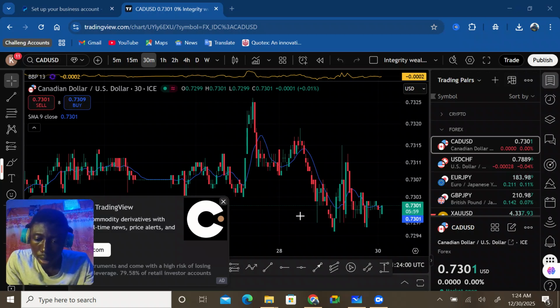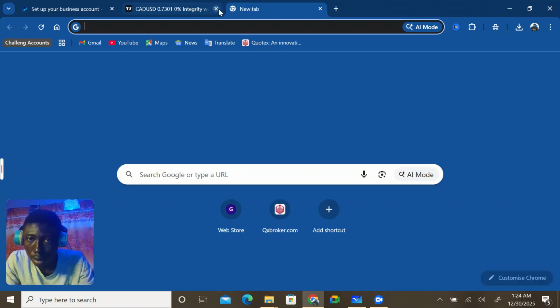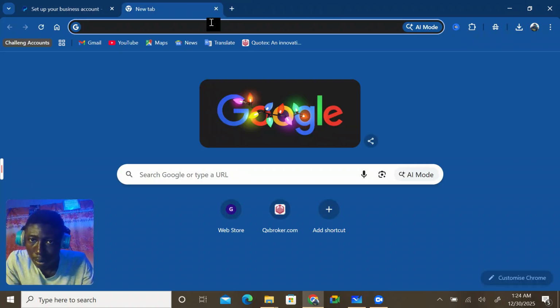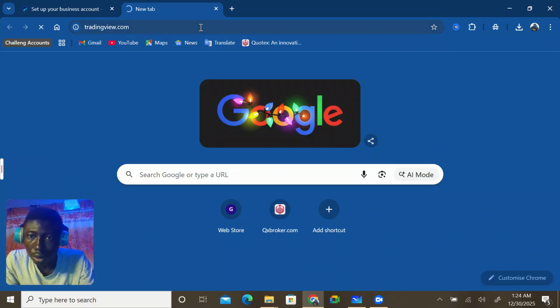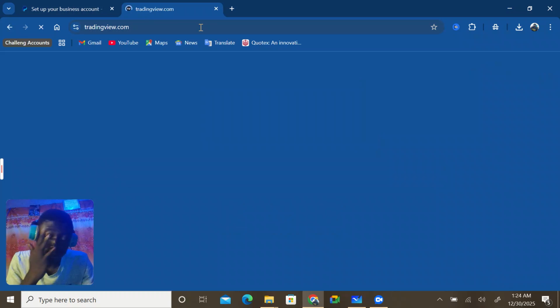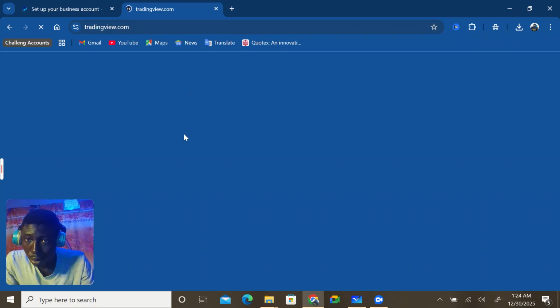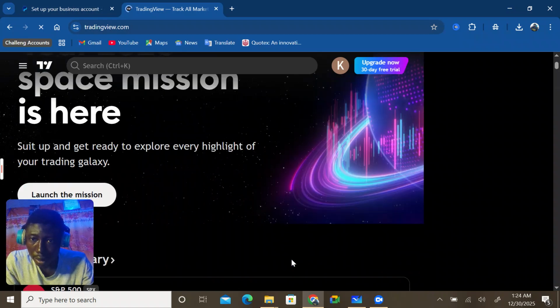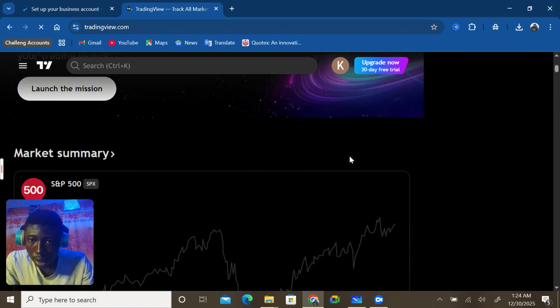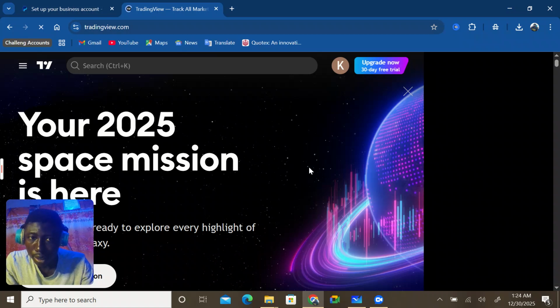We are back again. Okay, so this is TradingView, but before that, let me go back and show you how to get here. You just type tradingview.com and then it's going to pop up like this. So we wait for the chart to be open. Now this is the 2025 new transition that they are doing on their site.